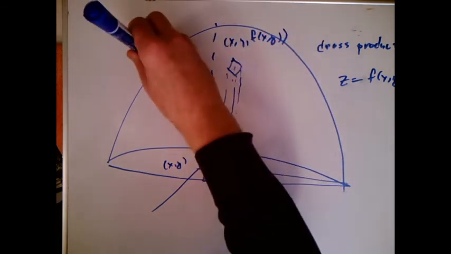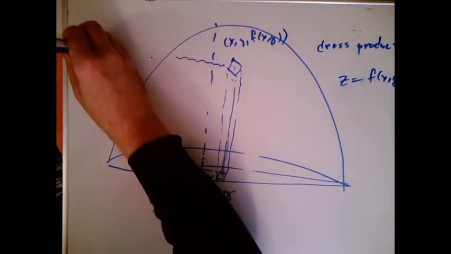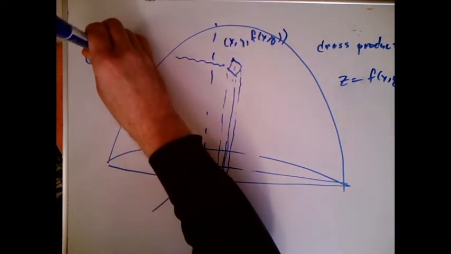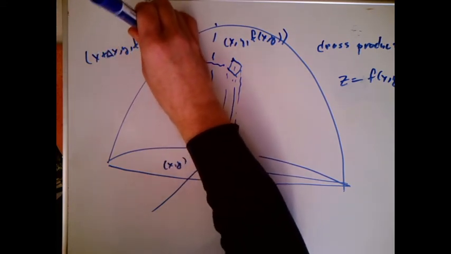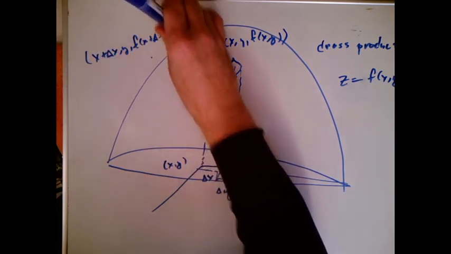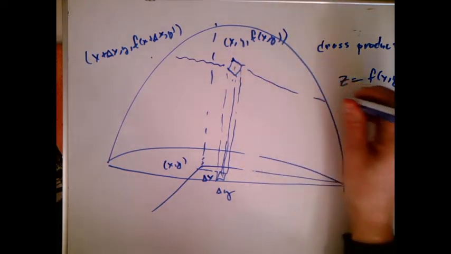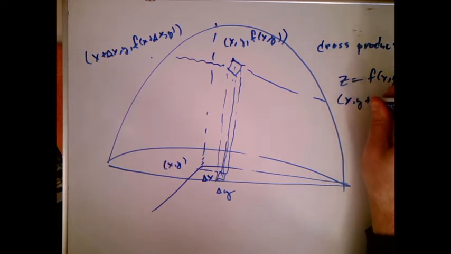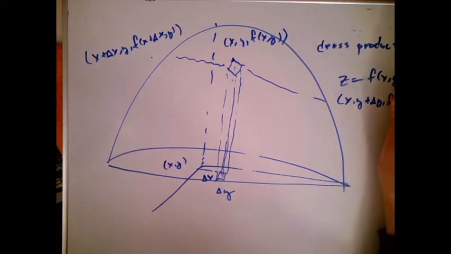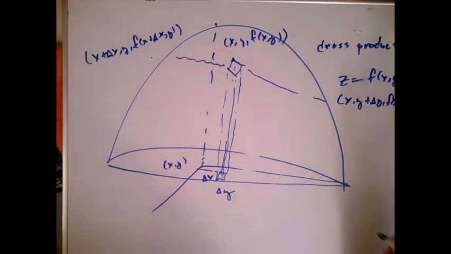The coordinates right here are going to be x plus delta x, y, f of x plus delta x, y, like that. And the coordinates right here are going to be x, y plus delta y, f of x, y plus delta y. And why do I need those?